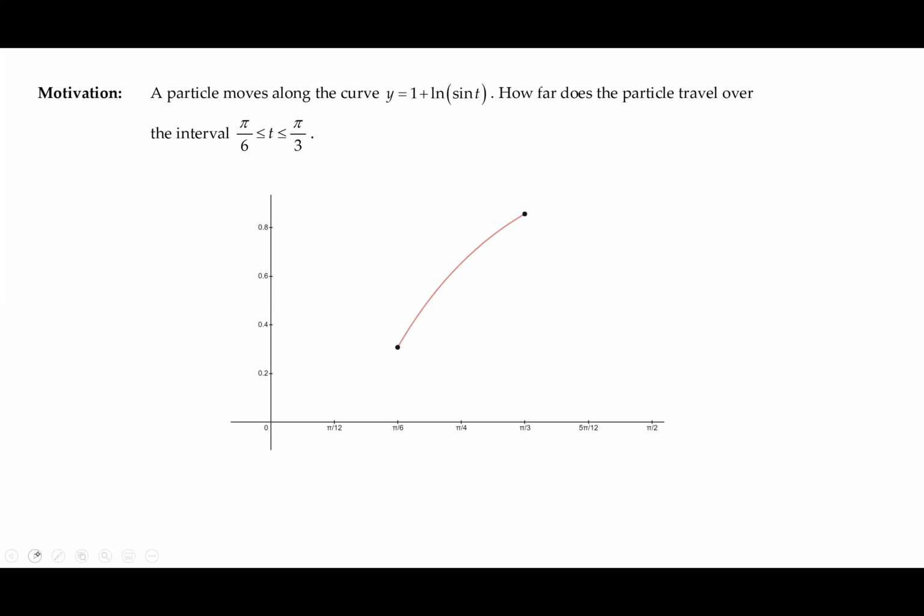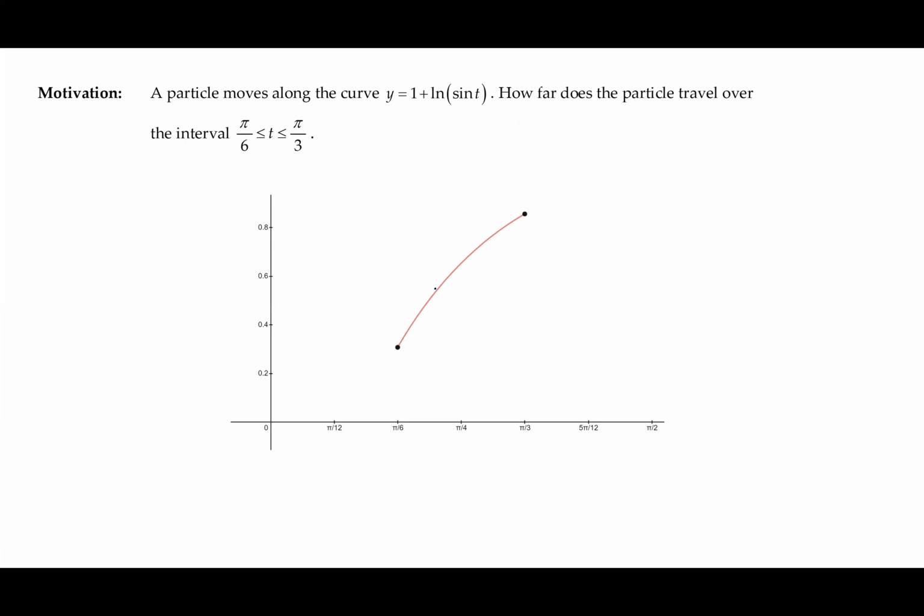So when we're talking about arc length, right, we're looking at something like this. Say we've got some particle and it's moving along some path, 1 plus natural log of sine t. And we want to know how far does the particle travel over the interval. And we're going to go from pi sixths to pi thirds.